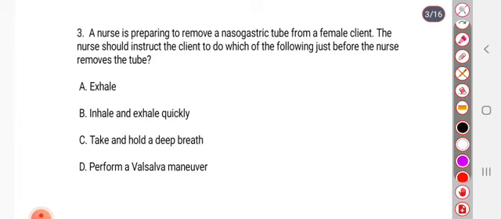the nurse is preparing to remove a nasogastric tube for a female client. The nurse should instruct the client to do which of the following just before the nurse removes the tube? नर्स पेशेंट के नेजोगैस्ट्रिक ट्यूब को रिमूव कर रही है, उस दौरान पेशेंट को नर्स क्या इंस्ट्रक्शन देगी? ऑप्शन ए इज एक्सहेल, ऑप्शन बी इनहेल एंड एक्सहेल क्विकली, और सी take and hold a deep breath, and option D perform a valsalva maneuver.